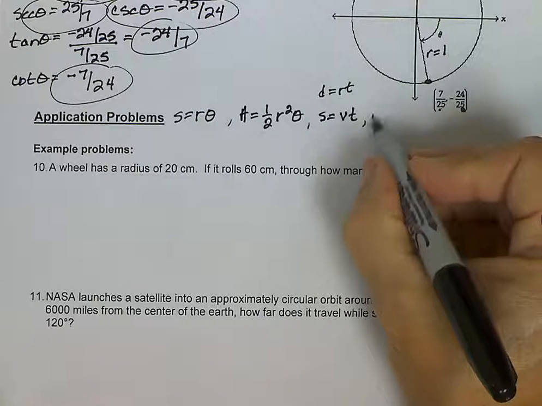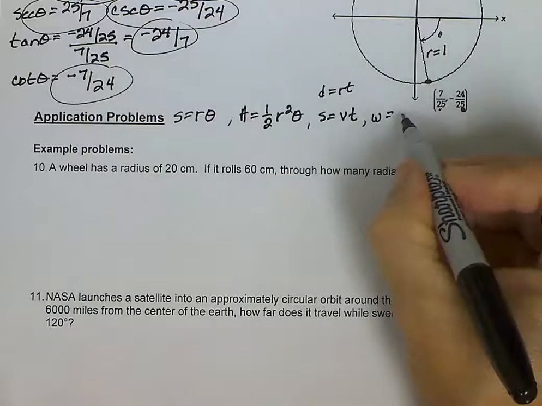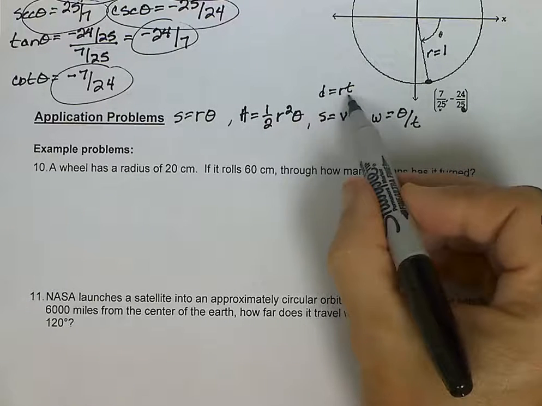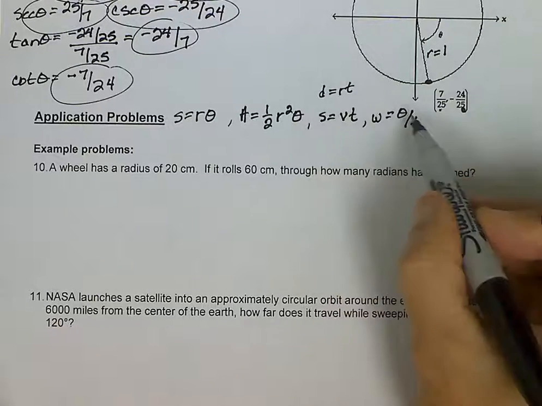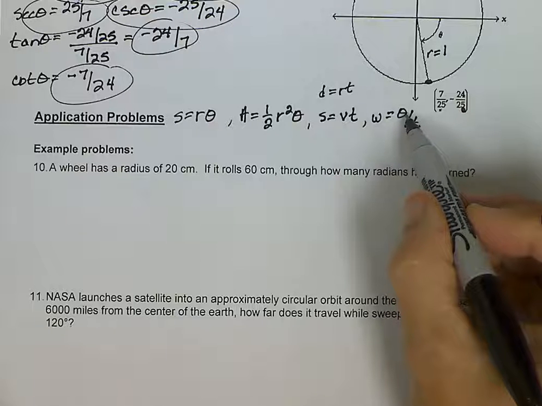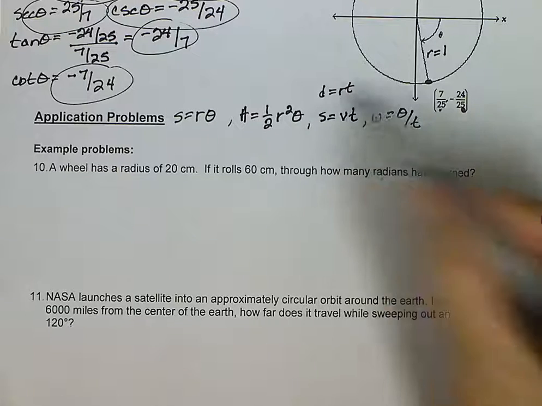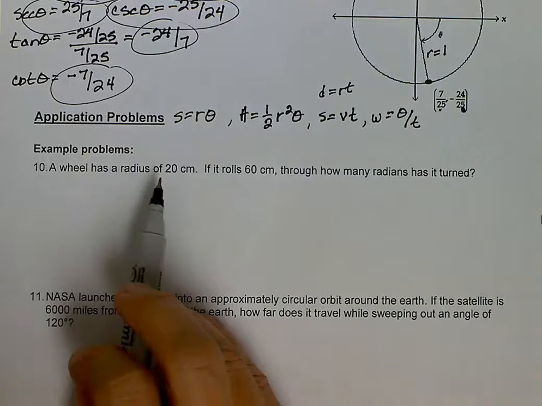Then we also had the angular speed. That's the angle divided by the time. In a way, it's another variation of distance equals rate times time, only we're thinking about how much of an angle we go through per unit time instead of an actual distance. Let's look at this problem.